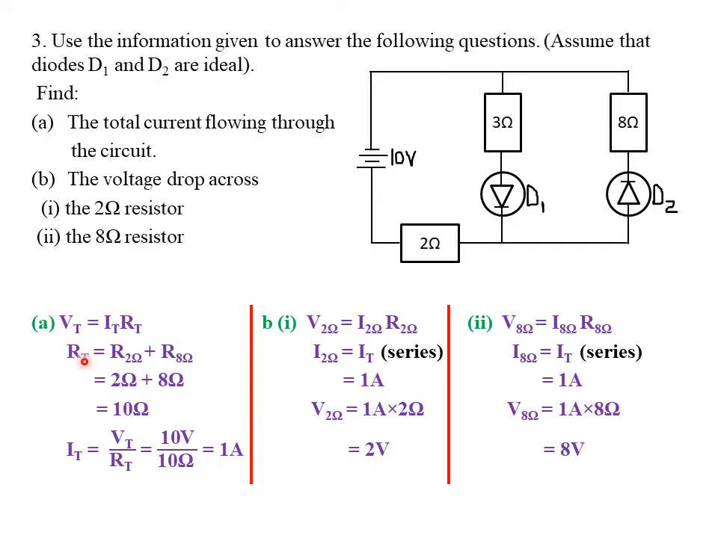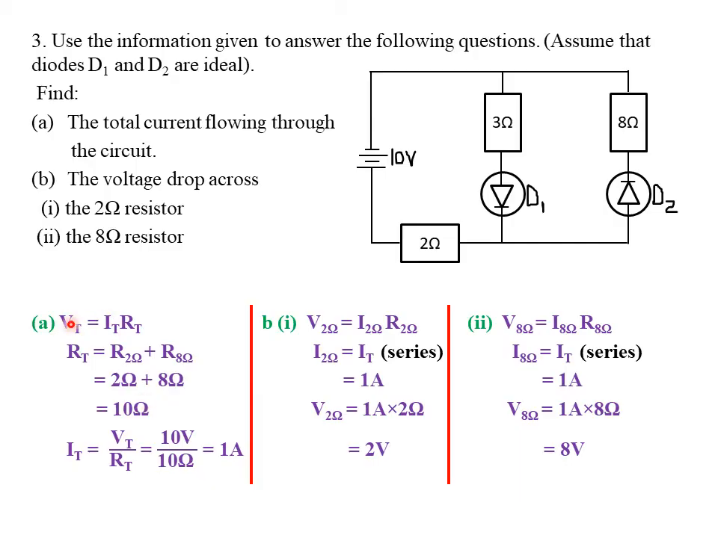Therefore, total resistance in series connection is given by the sum of the individual resistances. So R total is equal to the resistance of the 2 ohm resistor and the 8 ohm resistor, because those are the resistors through which the current is passing. Remember, current is not passing through the 3 ohm resistor because it is being blocked by the diode D1, which is actually reverse biased. Therefore, total resistance is equal to 2 ohm plus 8 ohm, which is equal to 10 ohm.